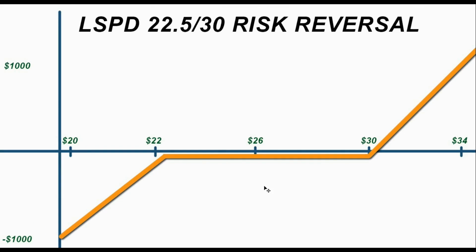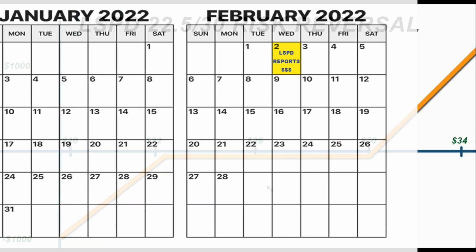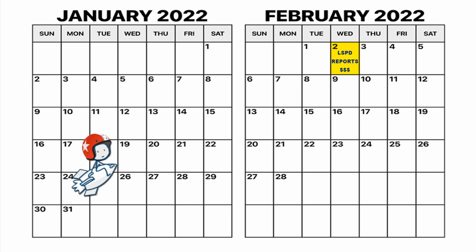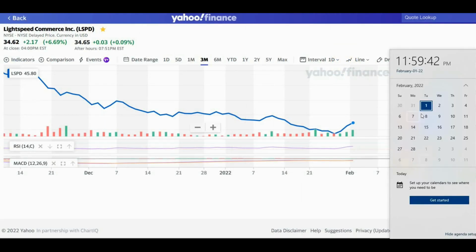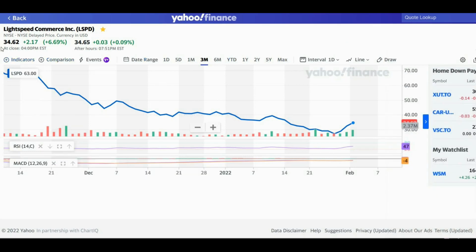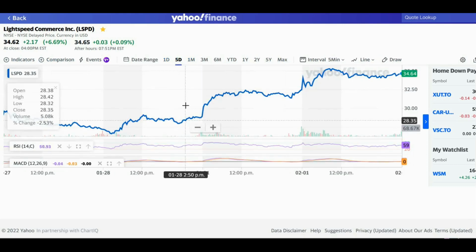Let's fast forward into the future and see what happens. Hey guys, it's Liquid here. It is February 1st, so this is about a week after I sold and bought the risk reversal. And we can see Lightspeed today is trading at 34.62. So it went a lot higher just in the last week. That's pretty interesting to see.